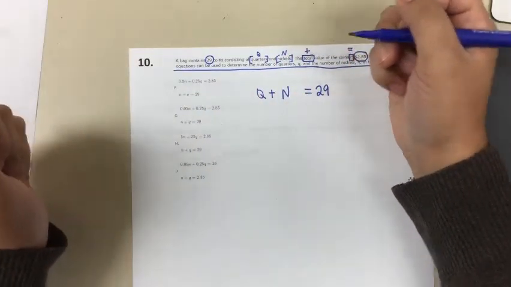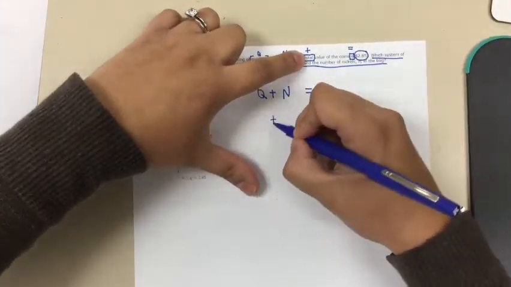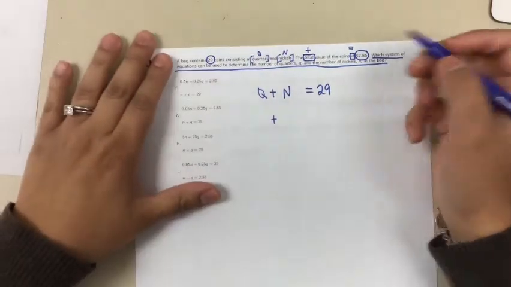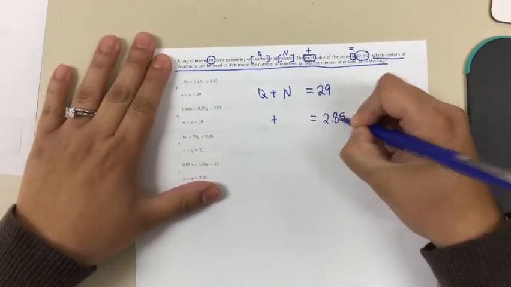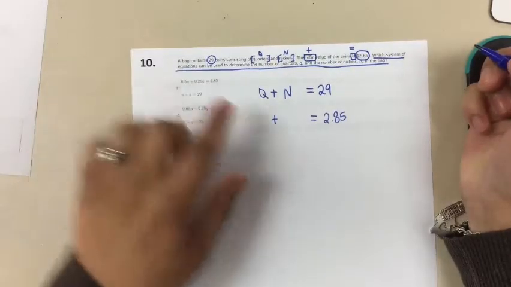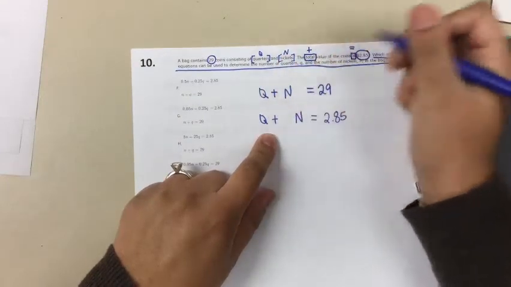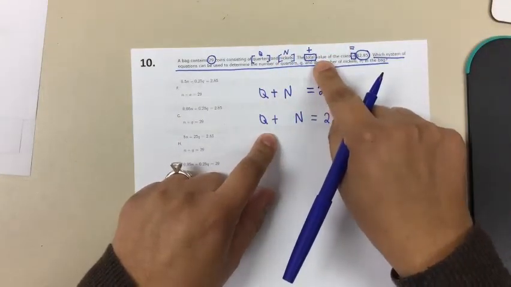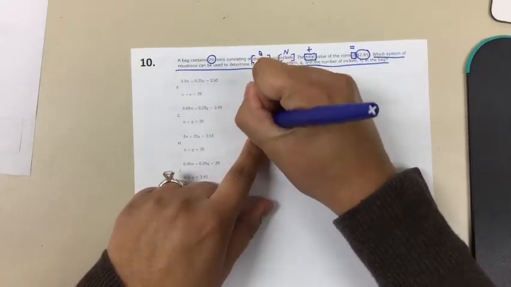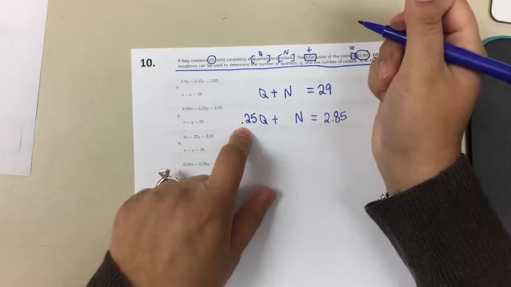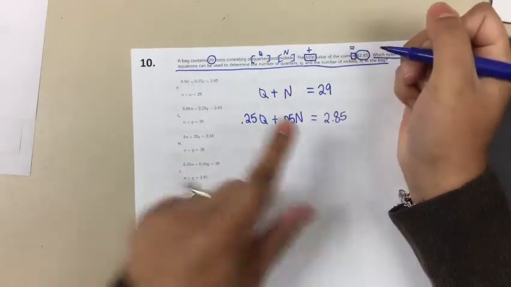There's my first equation. Second equation, the total, so we're adding, value of the coins is $2.85. Okay, again, we know we're adding quarters and nickels together to get to this total. But it's asking for the value. Well, the value of a quarter is 25 cents, or 0.25. And the value of a nickel is 0.05, or 5 cents.